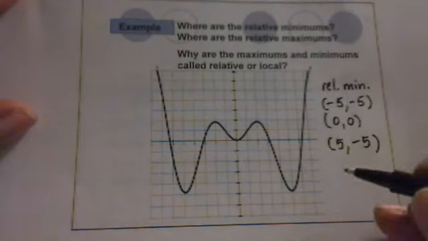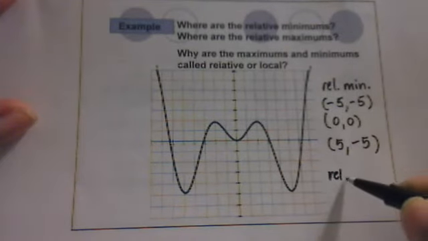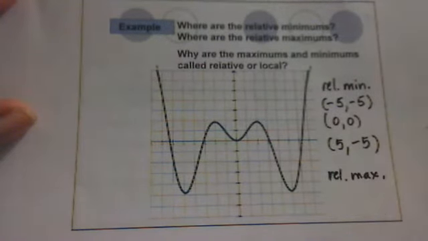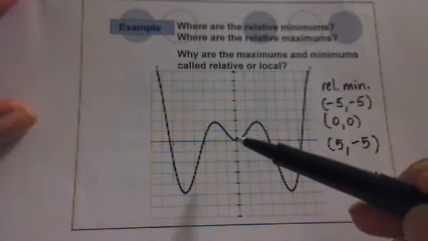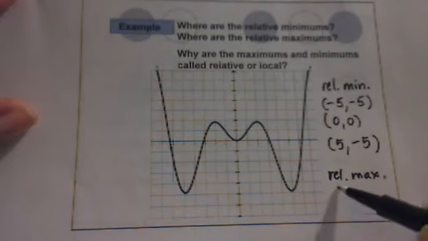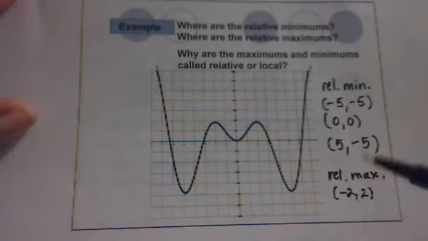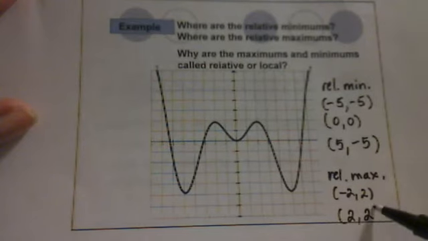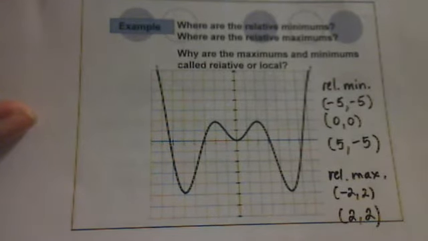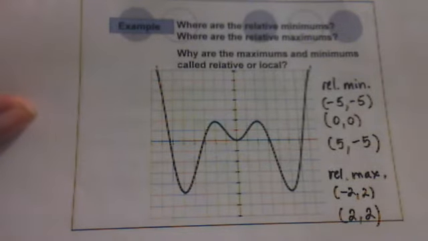All right, now for the relative maximum, it's these two points up here. This one is negative 2, 2, and the other one is the ordered pair 2, 2. So the relative minimum and relative maximum are ordered pairs.